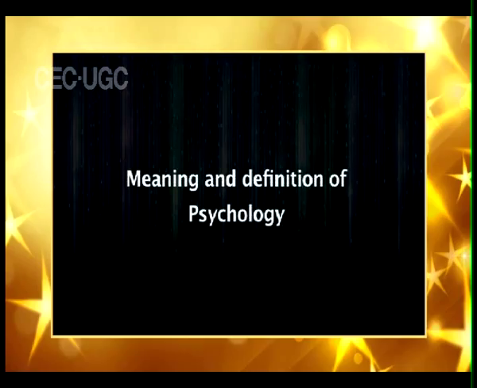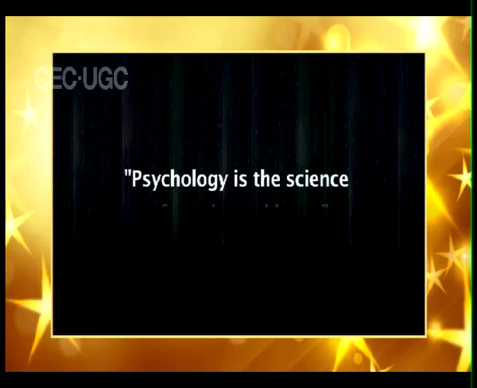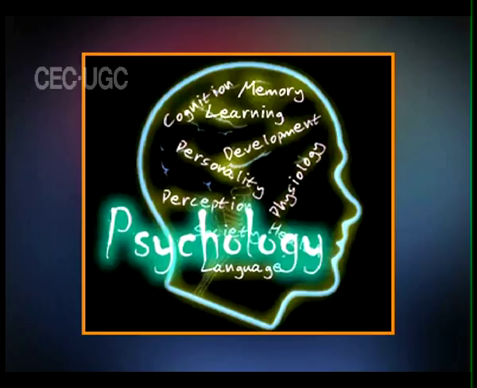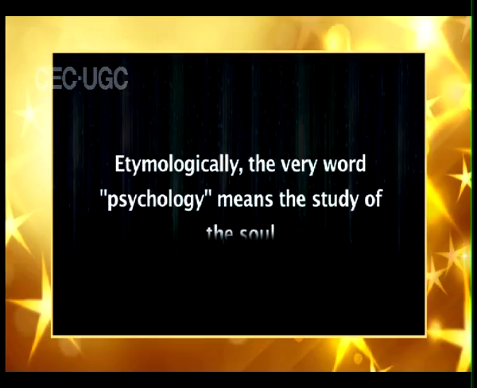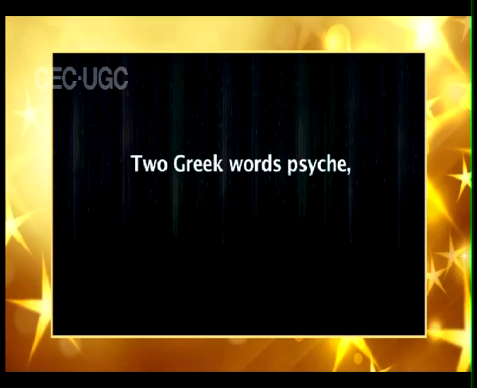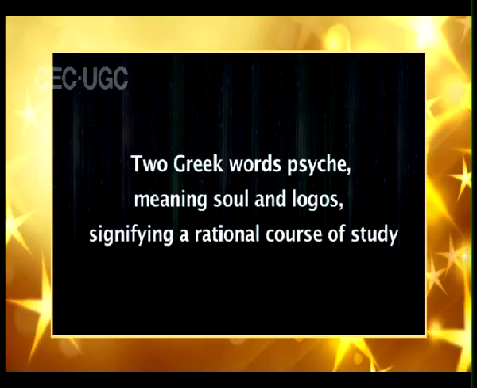Dear students, let us discuss meaning and definition of psychology. First point, in terms of the study of soul, according to Plato, psychology is the science of psyche and logos. The earliest attempt at defining psychology owed its origin to the most mysterious and philosophical concept, namely that of soul. Etymologically, the very word psychology means the study of soul, and it is derived from the two Greek words psyche, meaning soul, and logos, signifying a rational course of study.